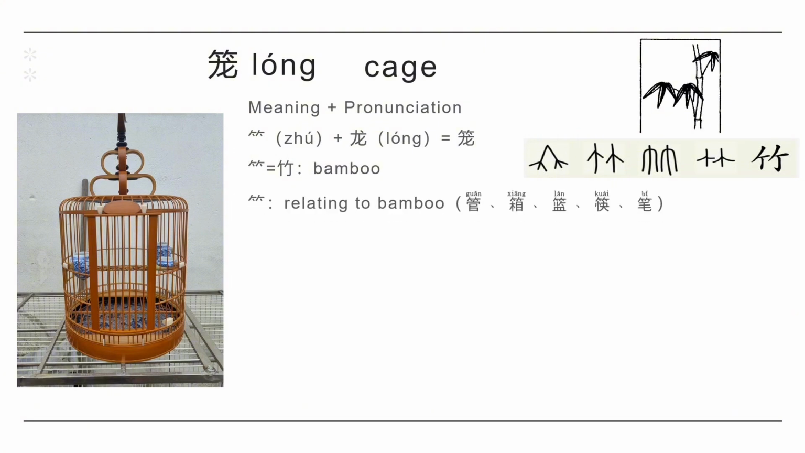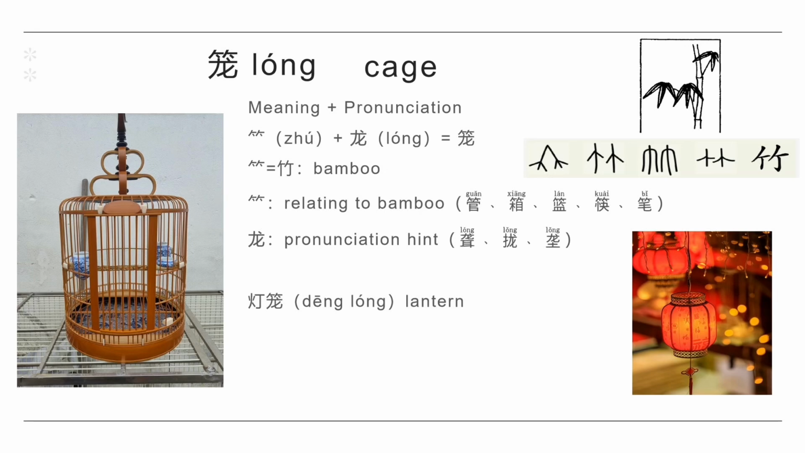Characters that have the component 竹 are often items traditionally made from bamboo. 管 a pipe, 箱 a box, 篮 a basket, 筷 chopsticks, 笔 a writing brush. 龙, which means dragon, is here to give a hint to the pronunciation. We can see it in other characters with similar pronunciation.